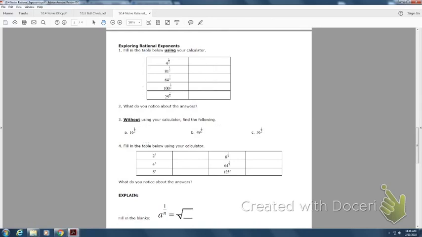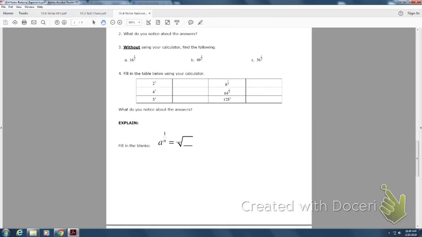Okay, so let's scroll up and look at all the ones with the third. Hopefully we can do the left column without the calculator. What is 2 cubed? 4 cubed? 64. 5 cubed? 125.